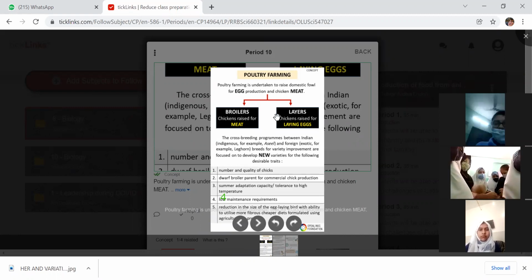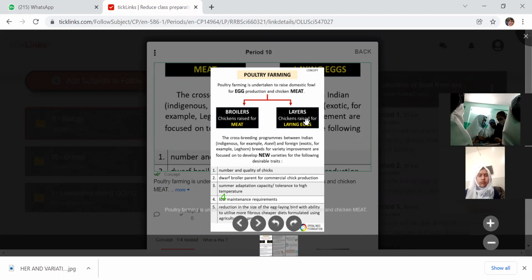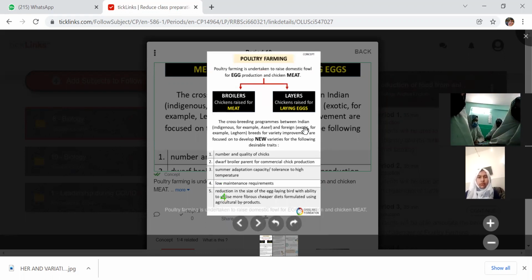And then these are divided into two types. We call them broilers and layers. Broilers are raised only for meat. We eat the chicken taken from broilers, whereas layers are produced for laying eggs. So broilers give us only meat and the layers give us eggs.